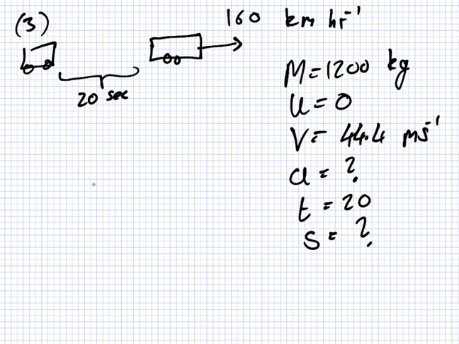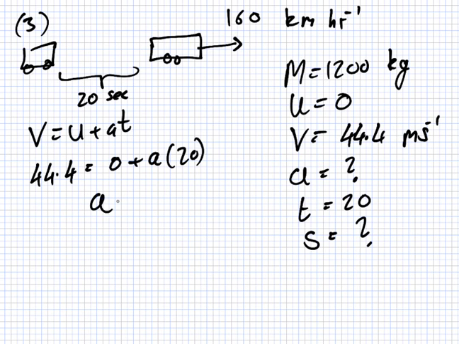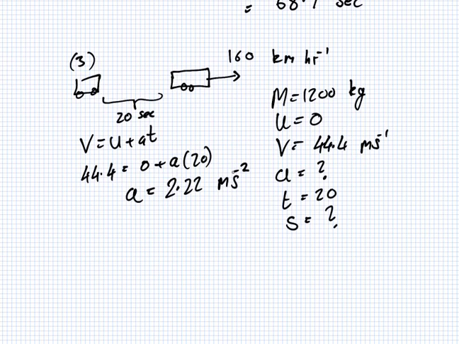Okay, I'd like to calculate the A, so what can I use? V equals U plus A T. So that would be 44.4 equals 0 plus A times T. So the A will be 2.22 meters per second squared. Okay, so not quite finished yet, but I have the A, which is important.